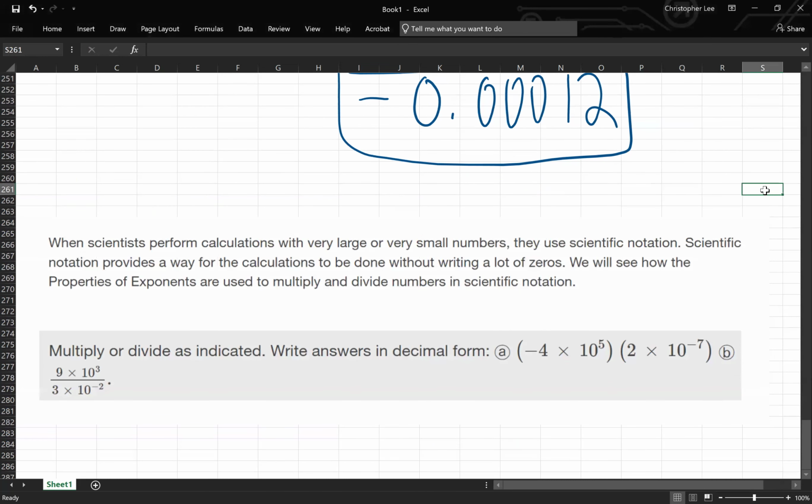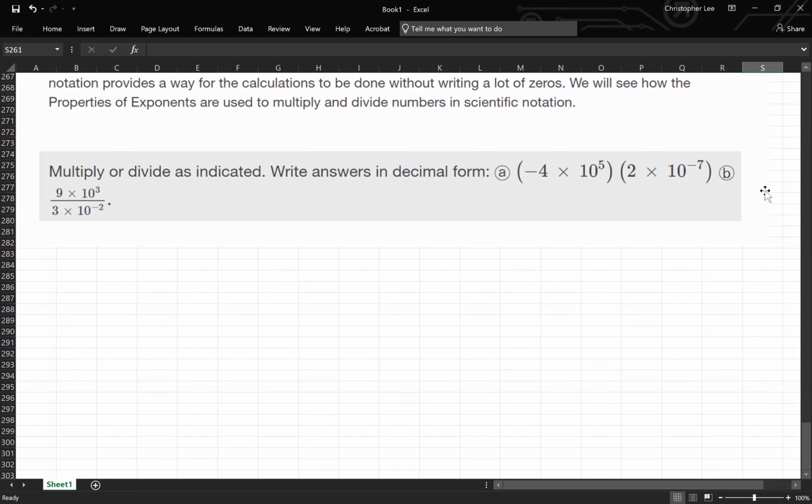All right. So when scientists perform calculations with very large or very small numbers, they use scientific notation. Scientific notation provides a way for the calculations to be done without writing a lot of zeros. We will see how the properties of exponents are used to multiply and divide numbers in scientific notation. So check this out.